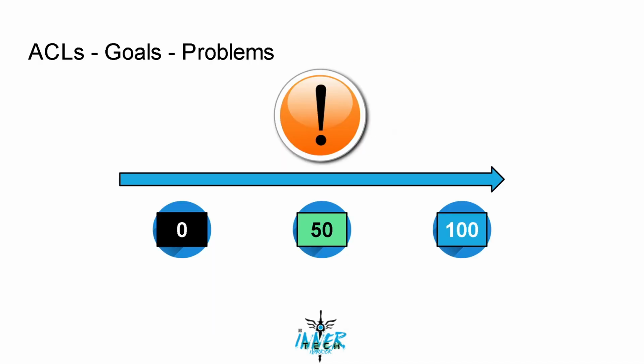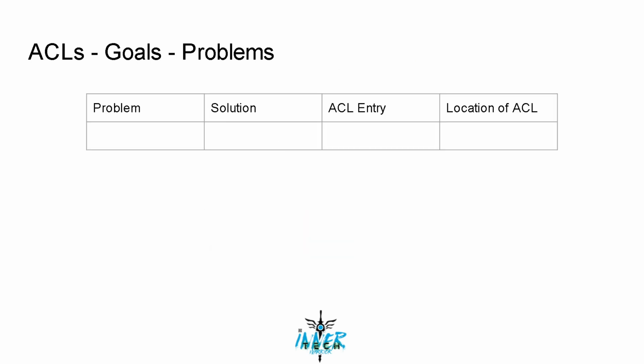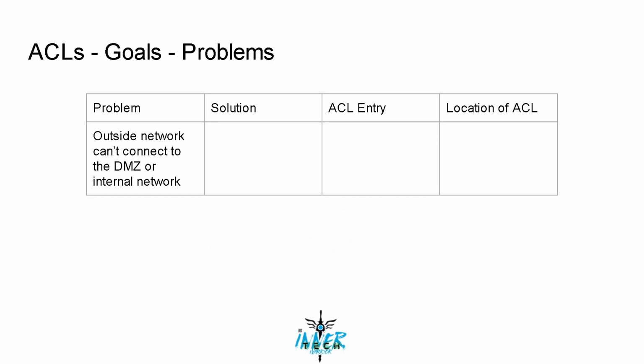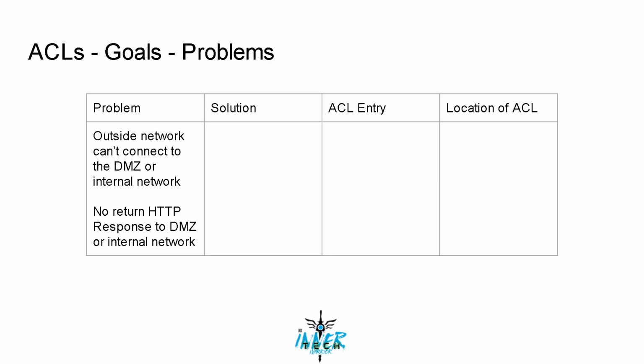Let's now list the problems starting from the most restricted zone to the less restricted zone. I like to put it in a chart to make it easy. So, problem 1, with the goals, as they relate to the outside network, which hosts Facebook.com, is that the outside network currently can't connect to the DMZ or internal network. So even if the inside network or DMZ network sent the Facebook web server an HTTP request, they wouldn't get back an HTTP response because it'd get blocked due to the fact that security level 0 can't reach security level 100 or 50. Okay, so what's the solution there?